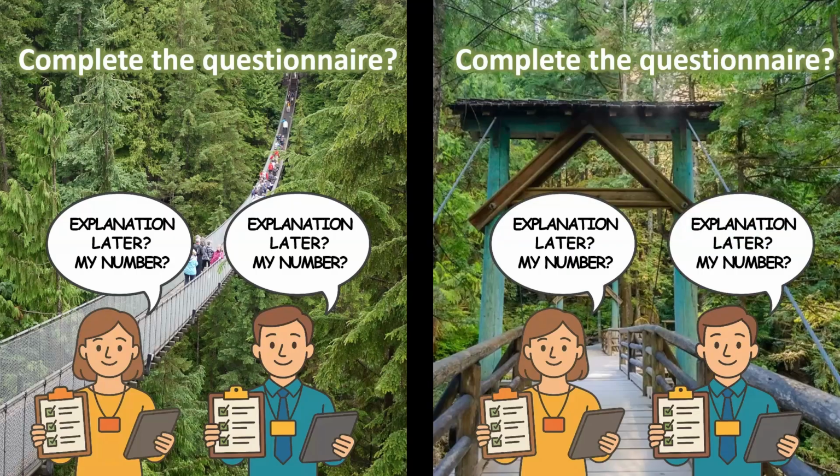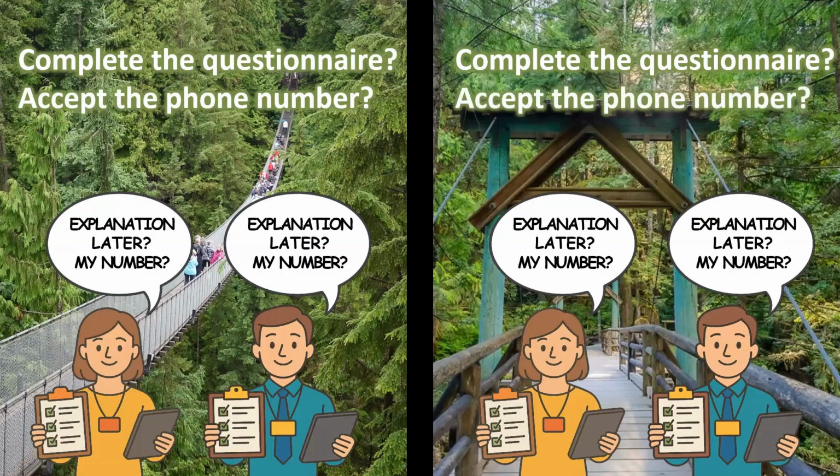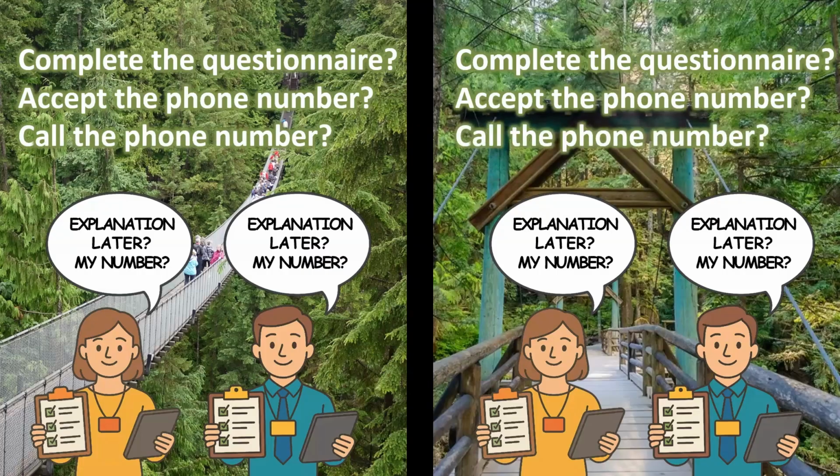So you can see that we now have numerous categorical variables in terms of the responses of the subjects. Did they complete the questionnaire? Yes or no? Yes puts them in the completion category, no puts them in the no completion category. Did they accept the phone number? Yes or no? Puts them into two categories. And then the last one, did they actually call the phone number later? And then again that puts them into a yes or no category.